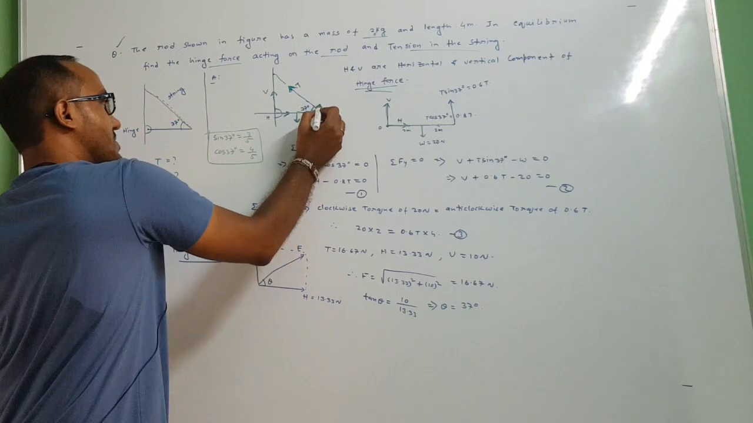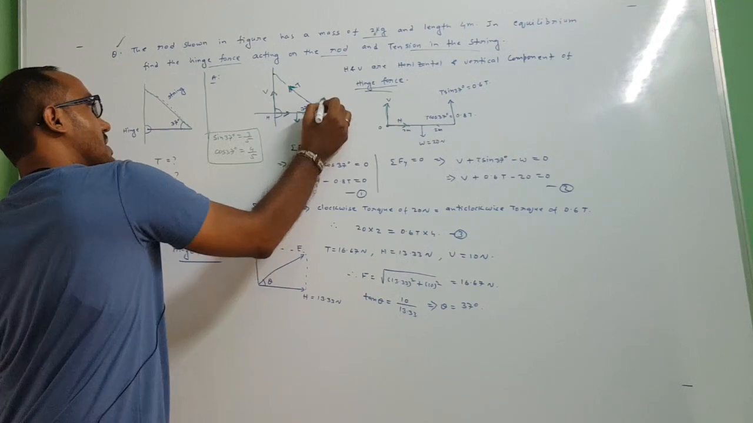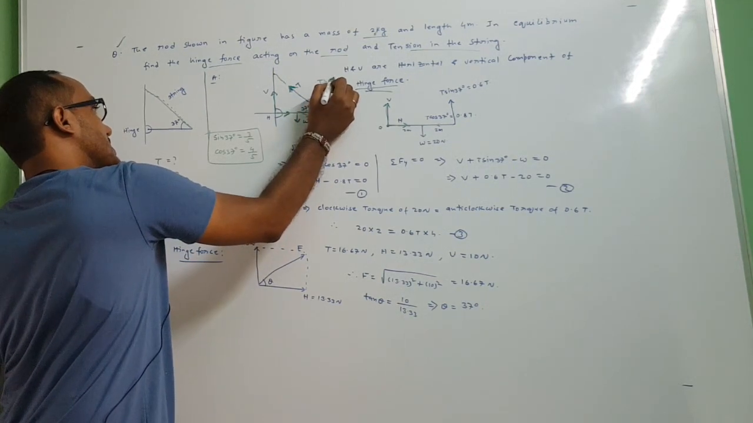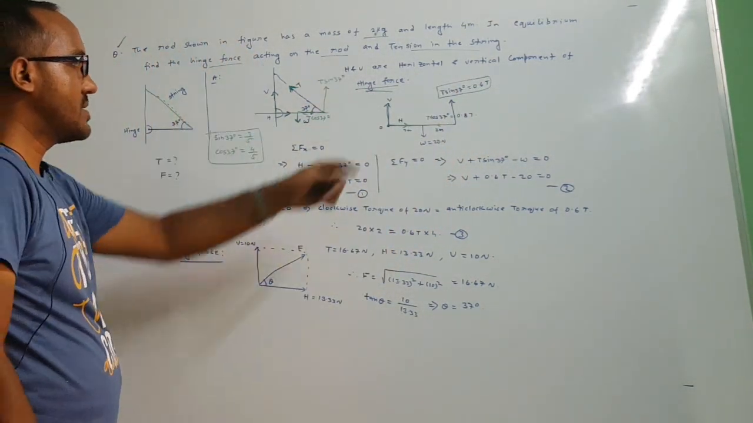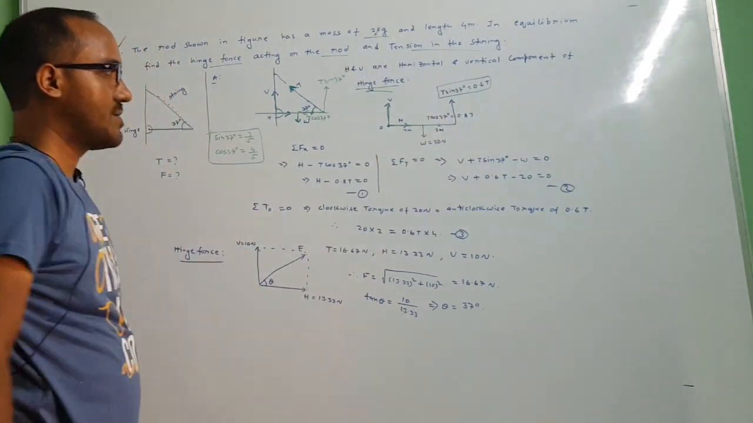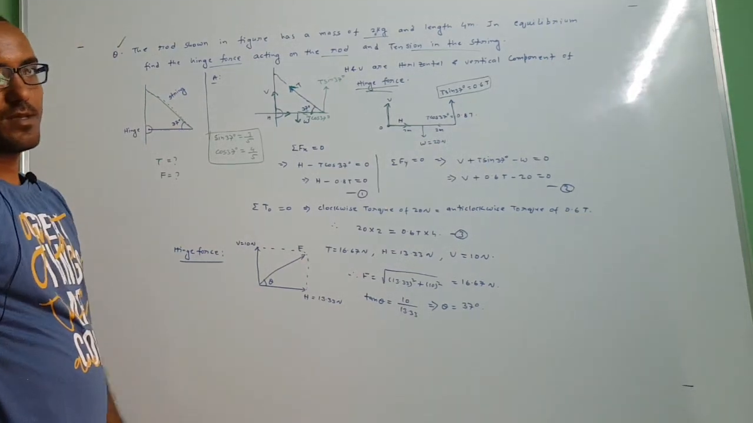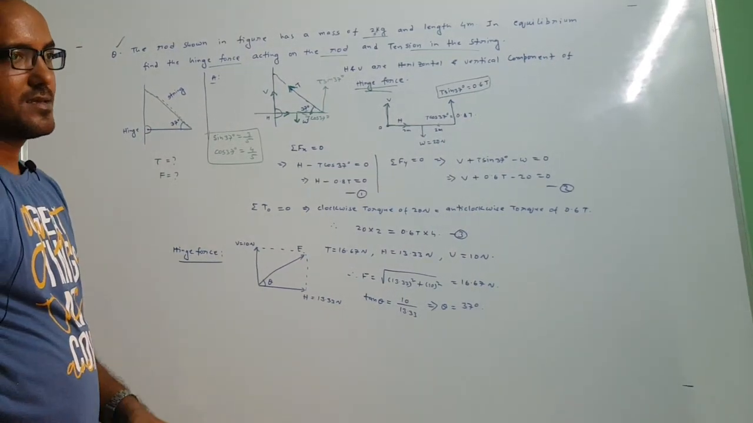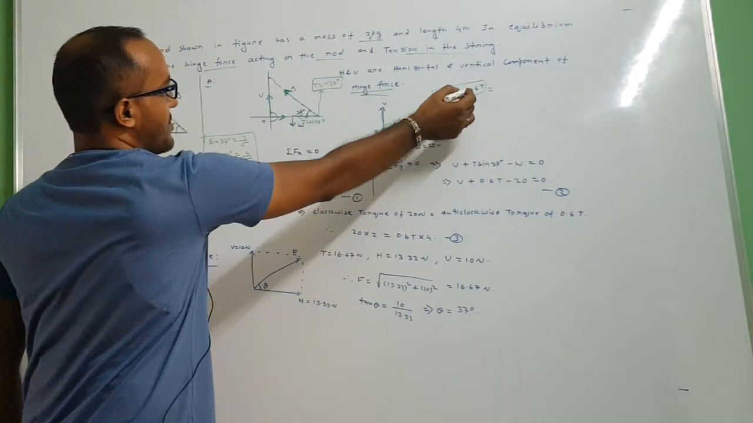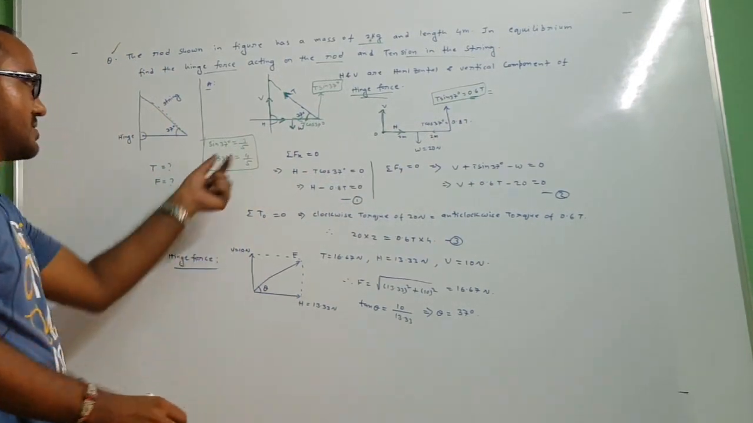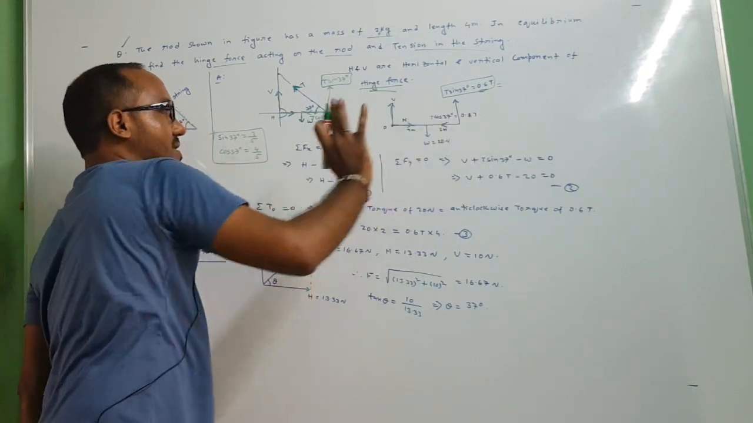Now if you resolve this 37 degree, this component would be T cos 37 degree, and this component would be T sin 37 degree. Now here we have shown them separately. This is T sin 37 degree and this component is T cos 37 degree. Now cos 37 is 4 by 5, that is 0.8, so 0.8 T. And this component is T sin 37 degree, that is 0.6 T, because it is 3 by 5, and this is T cos 37 degree, that is 4 by 5, that is 0.8 T.